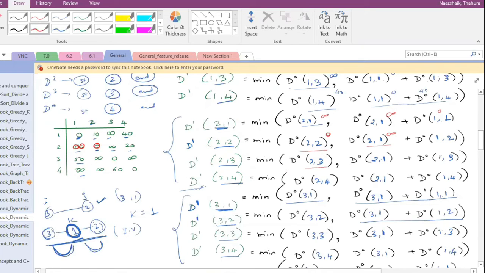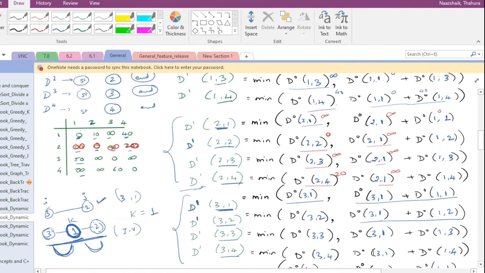Here 2 to 3. 2 to 3 is infinity. Otherwise, you can go from 2 to 1. 2 to 1 is also infinity. So here also it's nothing much changing. Then let's try 2 to 4. 2 to 4 is 20. Or can I go 2 to 1? 2 to 1 is infinity. So here also nothing much changing. It will be the same number.